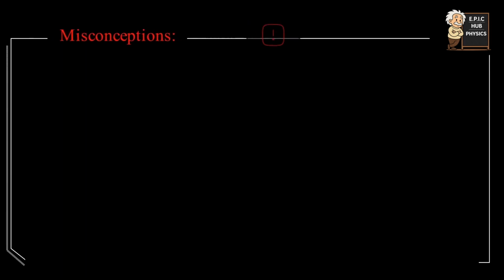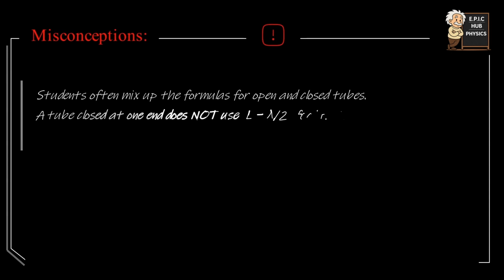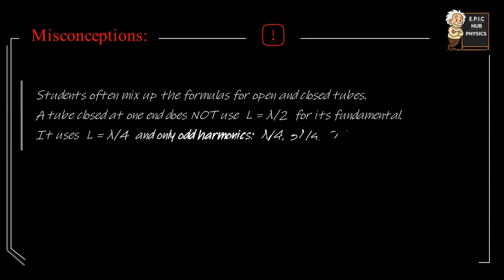Now let us consider a common misconception. Students often mix up the formulas for open tubes and closed tubes. A tube closed at one end does not use the half wavelength relation used for open tubes. Instead, the fundamental mode follows the quarter wavelength relation, and only odd harmonics are present, such as 1/4 wavelength, 3/4 wavelength, 5/4 wavelength, and so on.